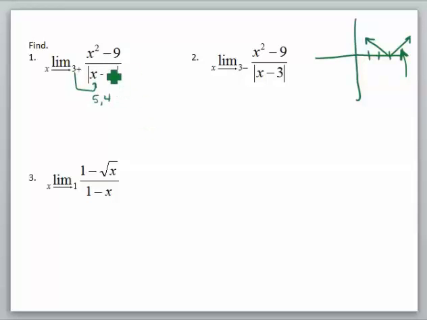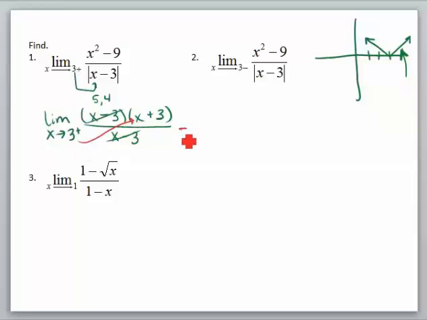Notice the type of number I get inside the absolute value before I take the absolute value. 5 minus 3 is 2, it's positive. 4 minus 3 is 1, it's positive. So we're talking about the positive portion of x minus 3. The top is factorable, x minus 3, x plus 3, and the bottom, we're just going to write as x minus 3 without the absolute value because the absolute value was not actually necessary for numbers to the right of 3. What I can do now is simplify, and I can use direct substitution at this point because I've simplified and I come up with the answer of 6.